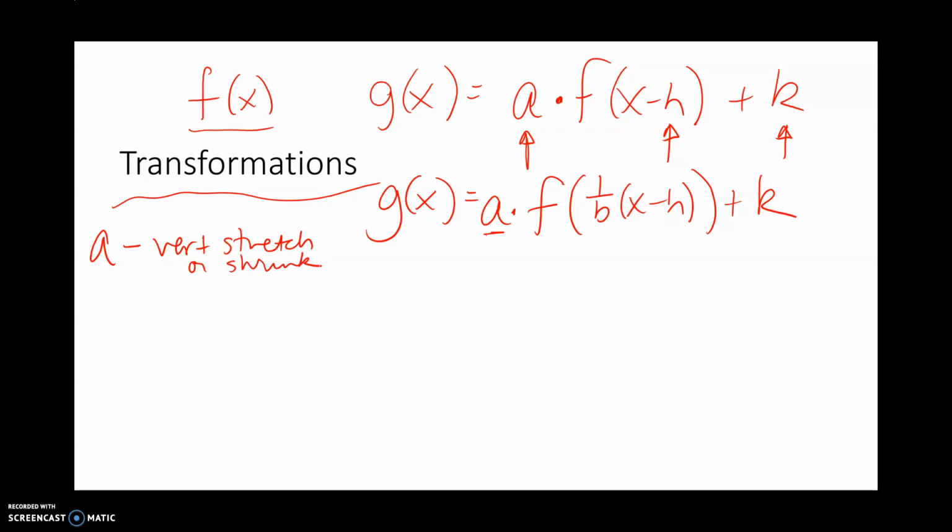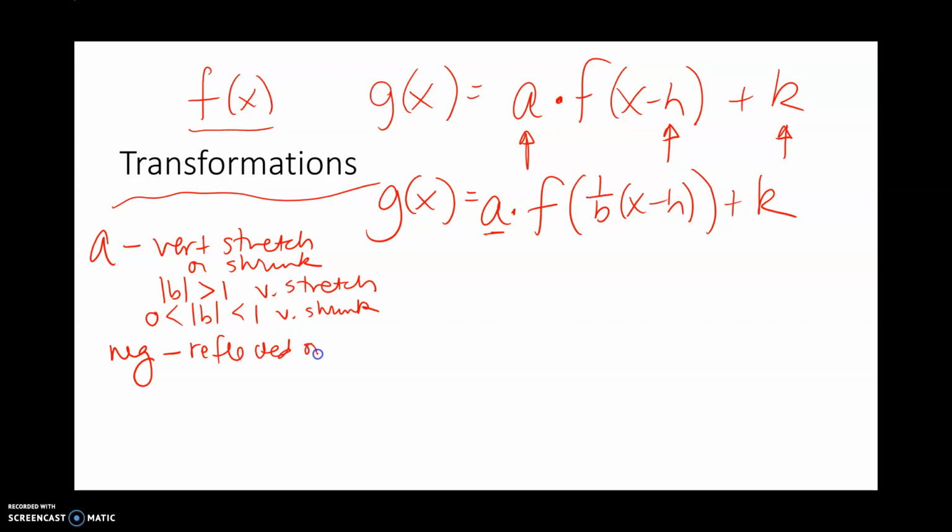Now the absolute value of a, if it was greater than 1, it was a vertical stretch, right? If it was between 0 and 1, it was a vertical shrink. Now the sign of a was very important. So if a was negative, that meant that the parent graph was reflected over the x-axis. All right, so that was a.